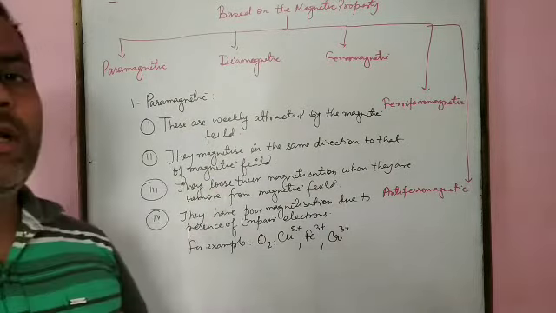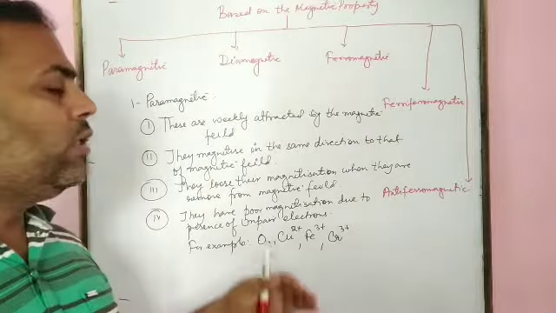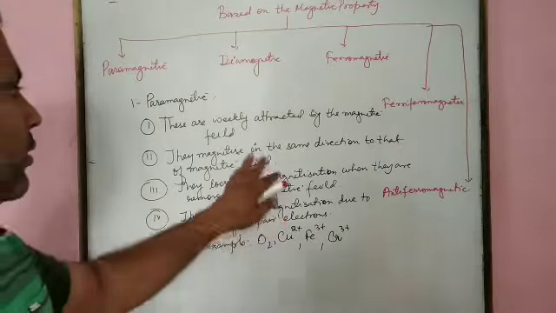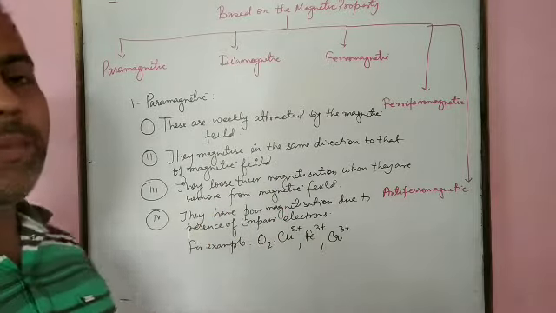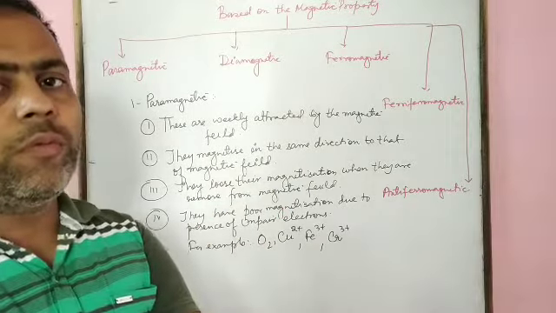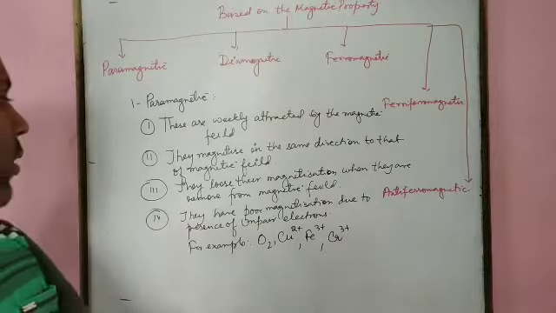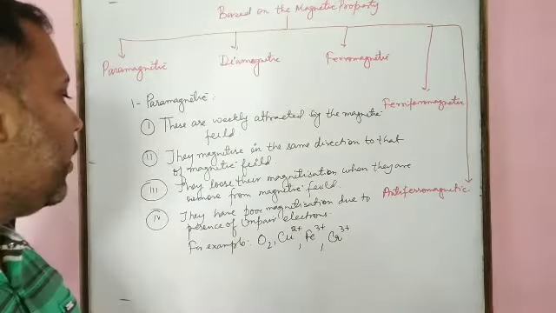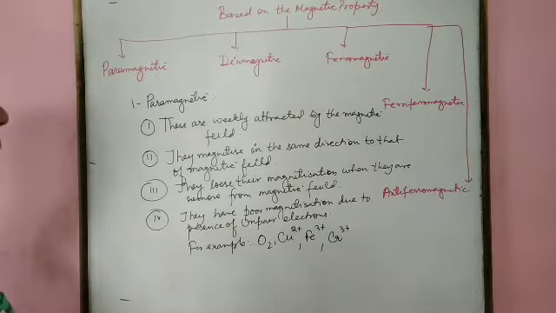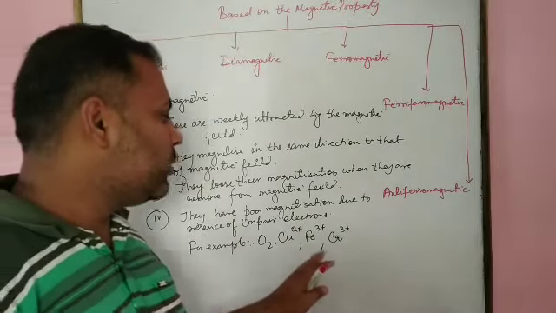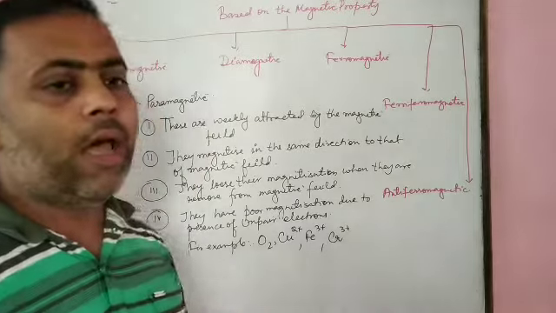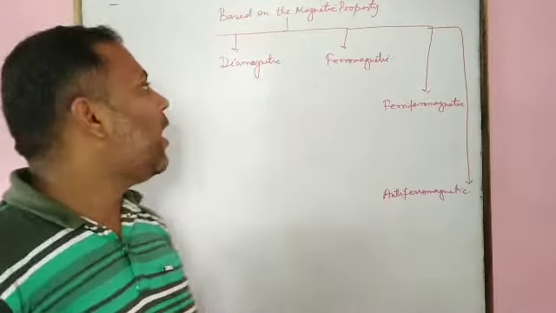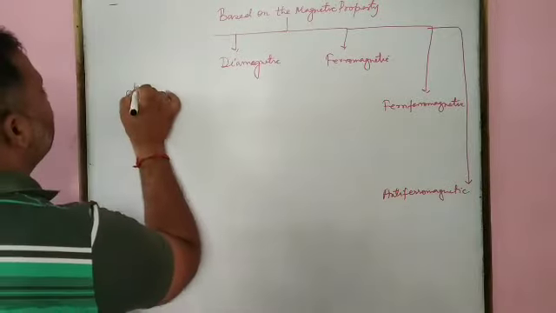What we know? Paramagnetic substances are weakly attracted by the magnetic field in the same direction. They lose their magnetization when they are removed from the magnetic field. They have poor magnetization because of the presence of unpaired electrons. For example, we have oxygen, copper 2 plus, chromium 3 plus, and iron 3 plus. The next we will discuss diamagnetic substances.